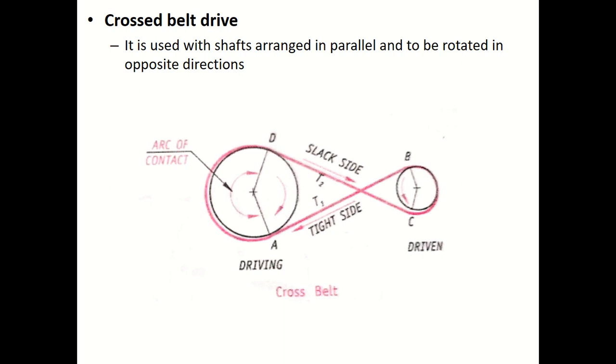If you look at this schematic setup, you can see that at the junction where the belt crosses, the belt rubs against itself and wears off. To avoid excessive wear, the shafts must be placed at a maximum distance from each other and operate at low speeds.